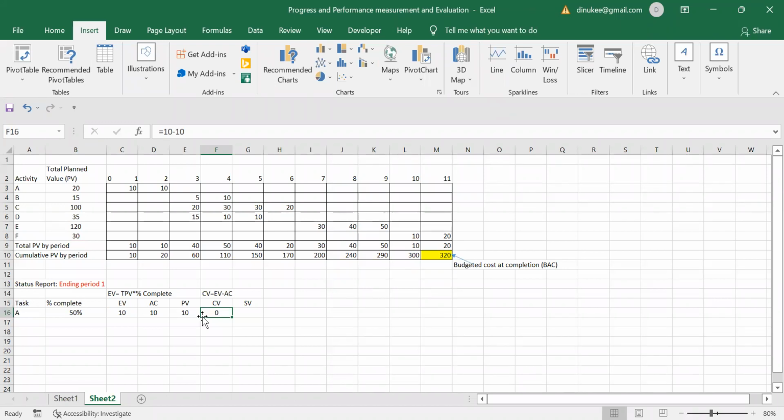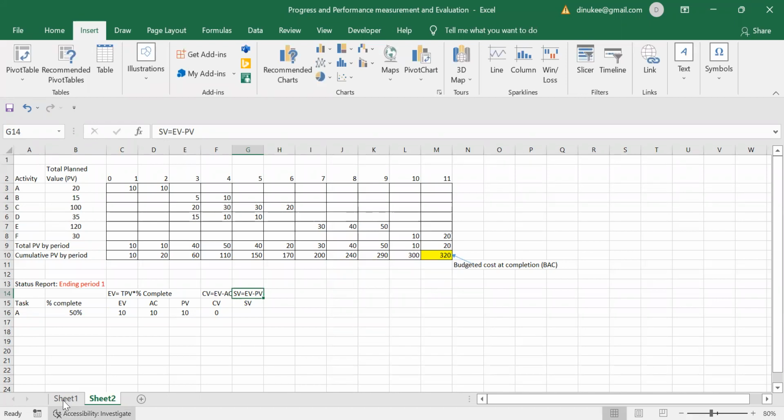So for the schedule variance, what do you have to take? You have to take the earned value, and from that earned value you have to deduct the planned value. So that is the equation for the schedule variance. Schedule variance can be calculated by getting earned value, and from that you have to deduct the planned value, right?